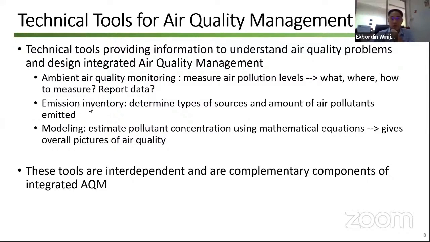The second one is the emission inventory. This is the tool that provides you the information on the type of the source and also the amount of air pollutant that is emitted from the source in your area. And then the third one is the modeling, or the models that you will use to estimate the pollutant concentration using mathematical equations. And this will give the overall picture of the air quality. These three tools, monitoring, inventory, and also modeling, are interdependent and are complementary components of integrated air quality management.